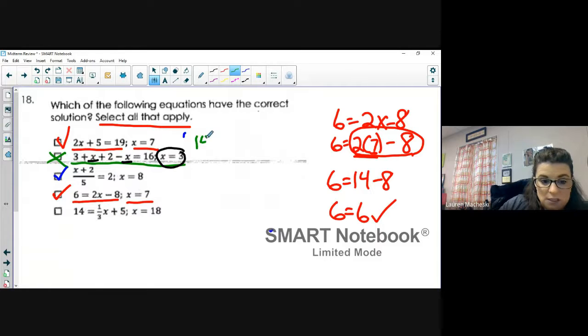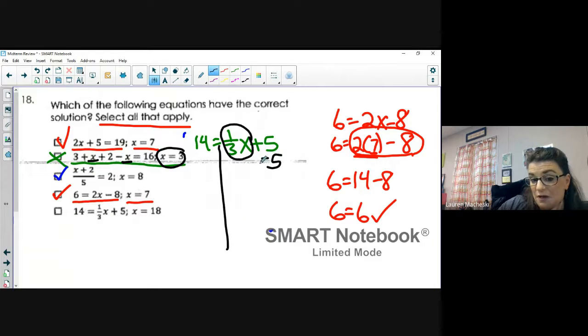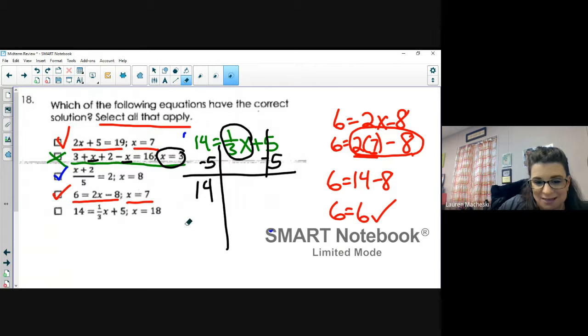All right, last one for this is 14 equals 1/3 x plus 5. It doesn't look to me like I have any parentheses or any like terms on either side. So my goal is to try to solve for x. I can't touch that x until I get rid of plus 5. So how do I get rid of plus 5? I minus 5. So I have 14 minus 5. What is 14 minus 5? That would be 9. So 9 equals 1/3 x.